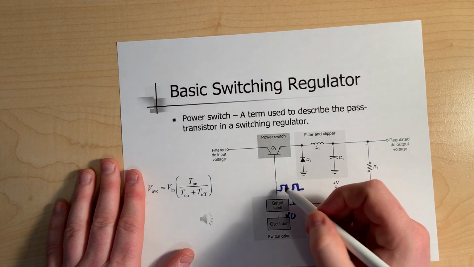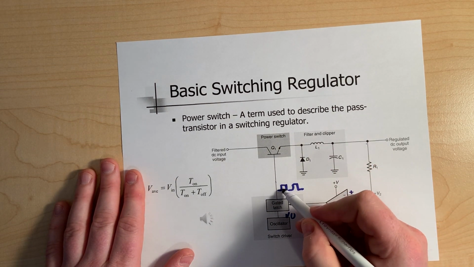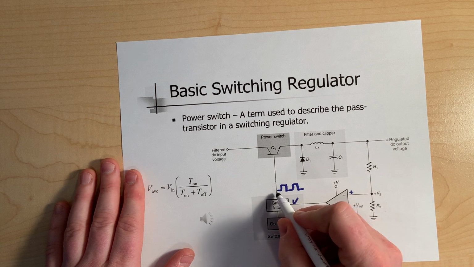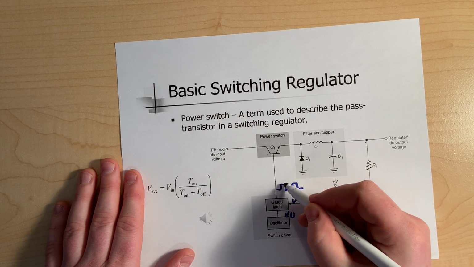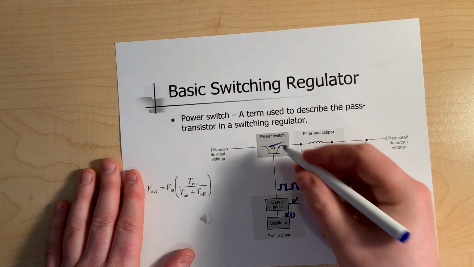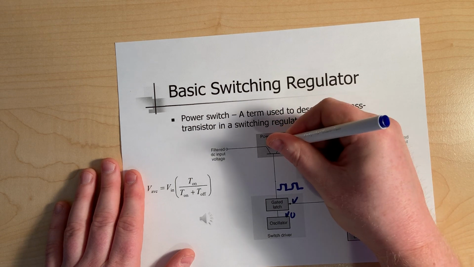Okay, and you can see based on this criteria, Q1 is either going to be off if it's low, or fully saturated if it's high.